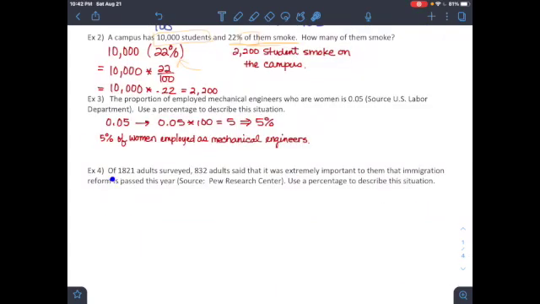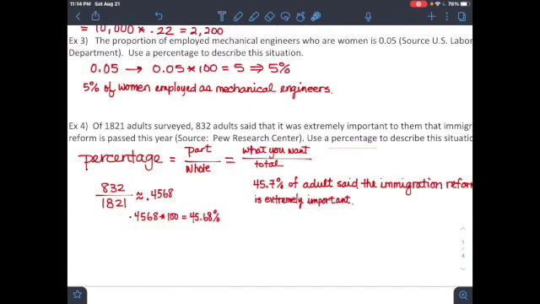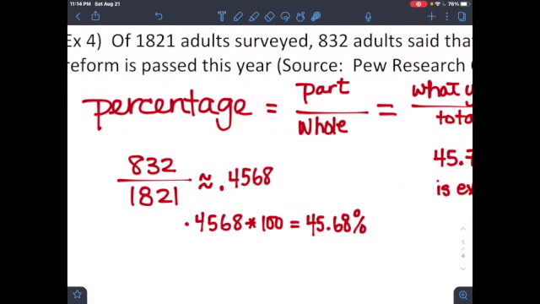For example number 4: of 1821 adults surveyed, 832 adults said that it was extremely important to them that immigration reform is passed this year. Use the percentage, it gives you a hint of what they want to describe. When you talk about percentage, it is going to come from part over the whole. For example number 4, the answer is 832 divided by 1821. When I divide it, I get approximately 0.4568.